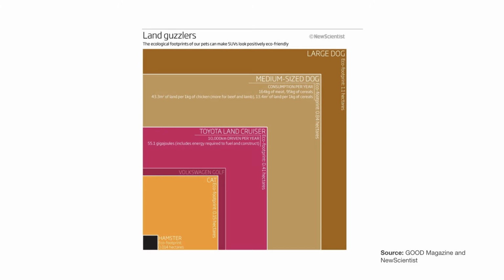And I have an example here which is used to compare the ecological footprint of having a large dog in comparison to a Land Cruiser, which surprisingly is actually a lot more. So each of these squares is using the ecological footprint, and that comes from Good Magazine and New Scientist.